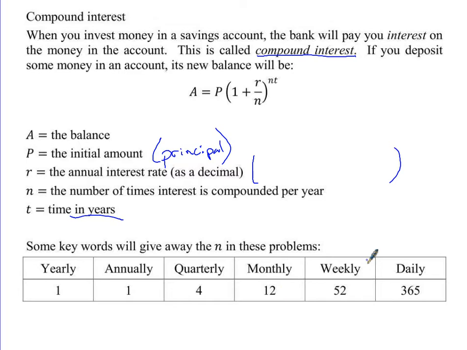Weekly, how many weeks in a year? There's 52 weeks in a year, so they give you interest 52 times per year. And then daily, of course, 365 days in a year, so they would give you interest 365 times in 1 year. Which one sounds the best out of all of these?